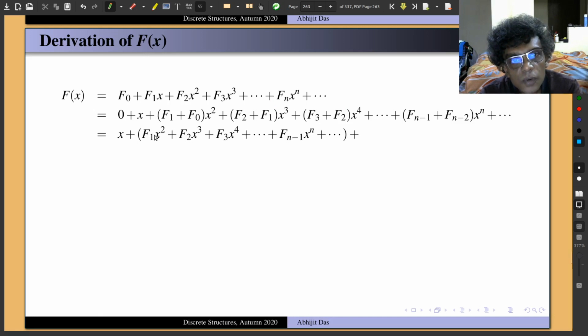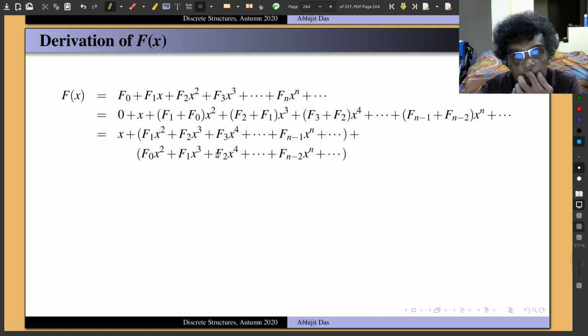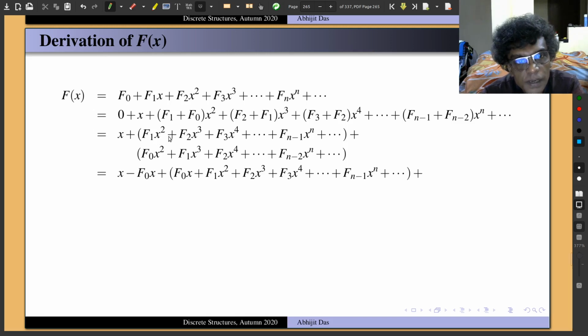So this was like this. So f1 x square, f2 x cube and so on. From second, f0 x square, f1 x cube plus this. And since this is homogeneous, no other thing. Now if I take one x common, this will look more familiar.